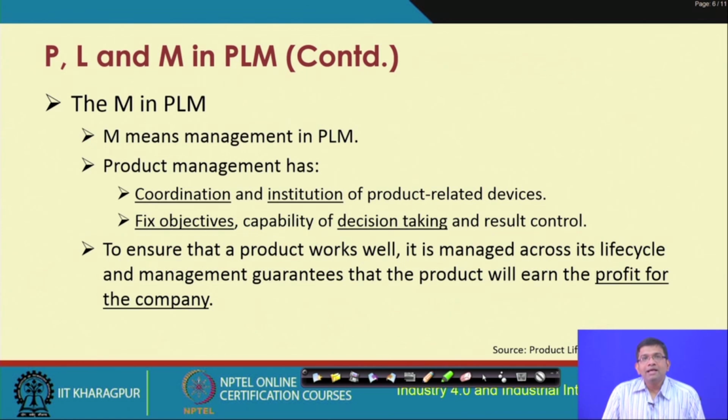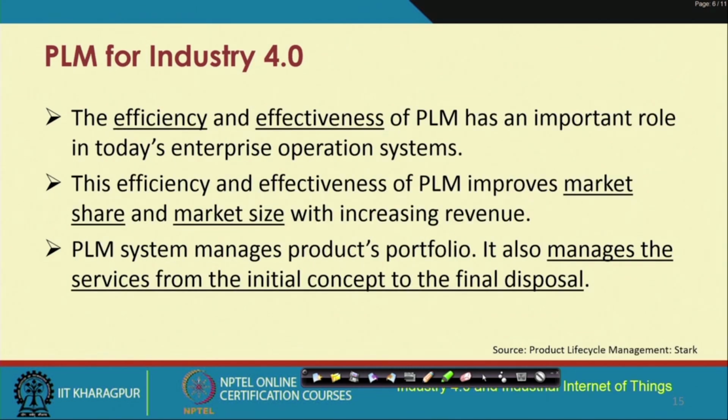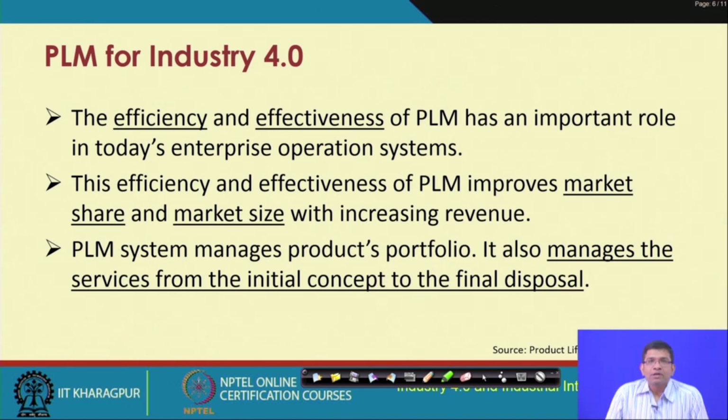So, the whole idea in the management aspect of PLM is to ensure that a product works well and is managed across its life cycle, and the management guarantees that the product will earn profit for the company. In terms of Industry 4.0, it is required to improve efficiency and effectiveness, and automation has to be brought in to achieve it. So, automation in PLM is something that industries will have to strive for with the help of computers, embedded systems, cyber physical systems, everything taken together, in order to improve efficiency and effectiveness in the automation of PLM.